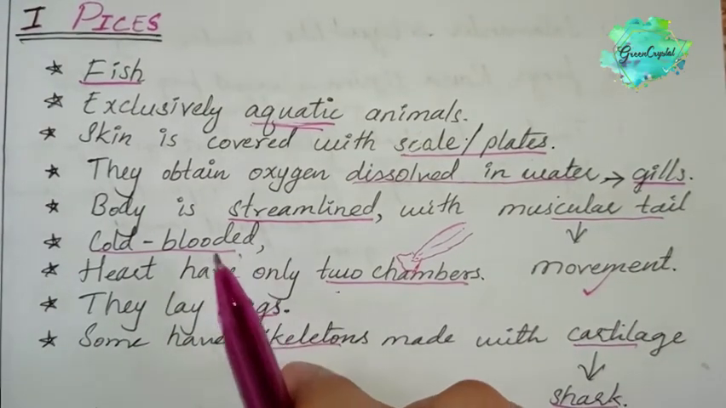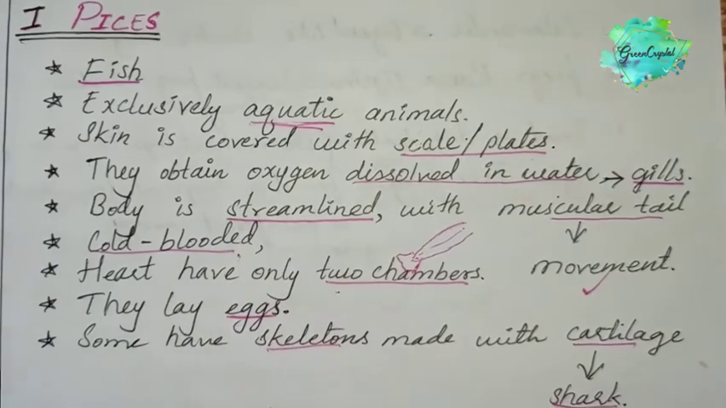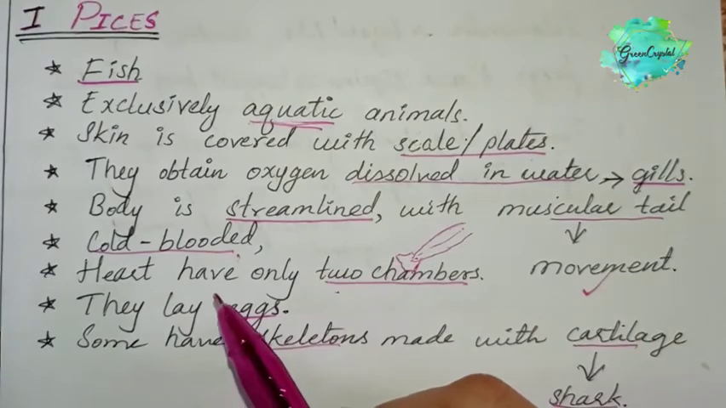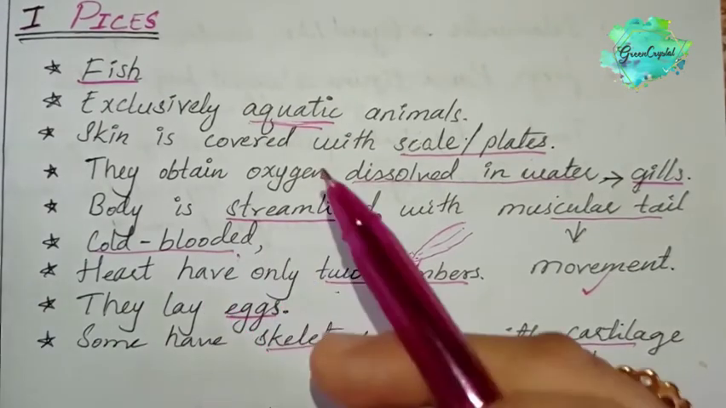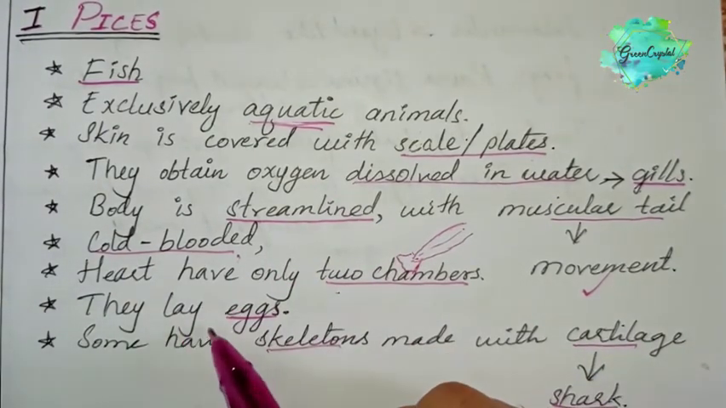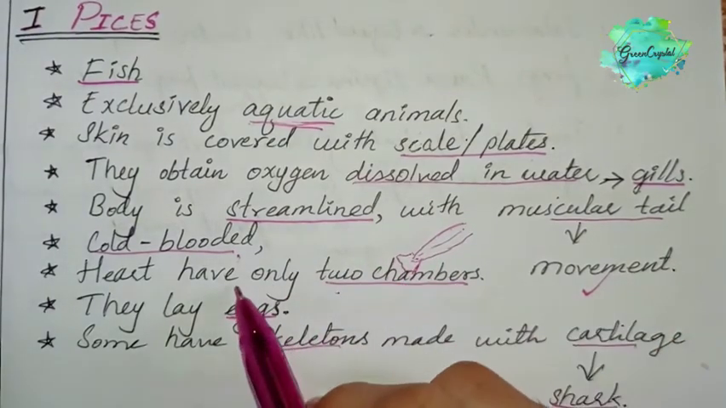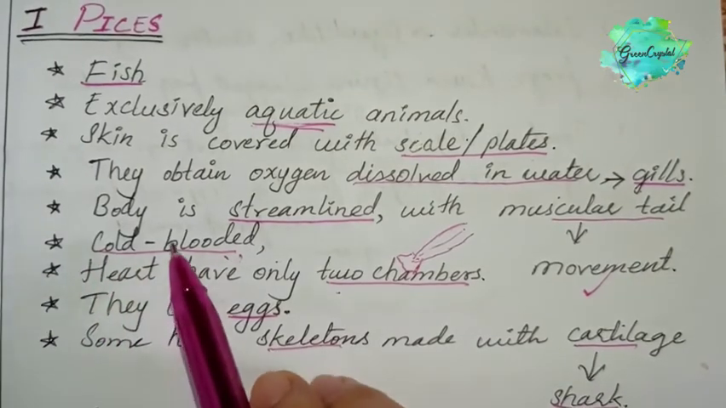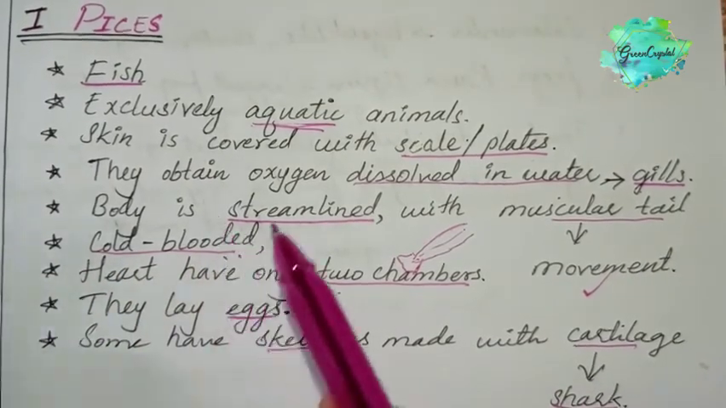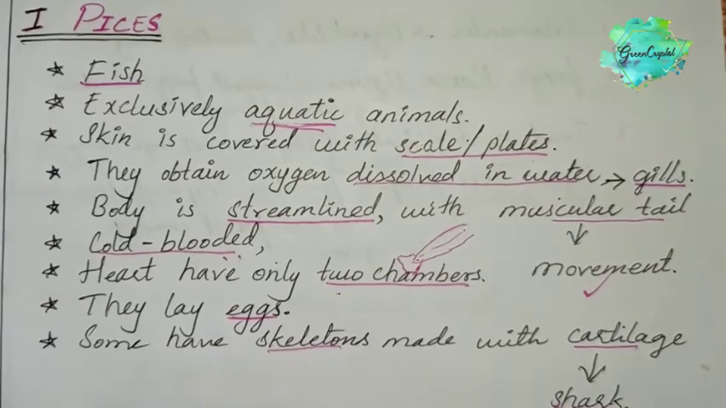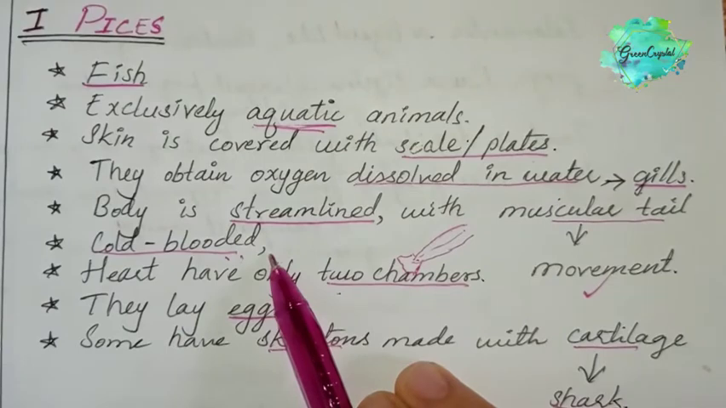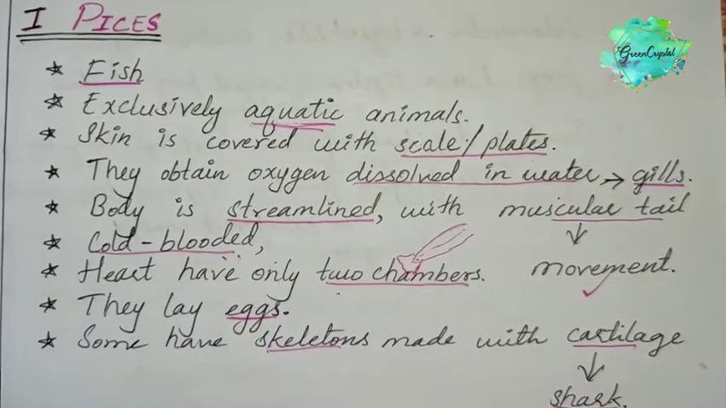They are cold-blooded. Cold-blooded means they cannot control their body temperature, because they become sluggish in cold water. That is why they are cold-blooded. So just remember about the fish, they are cold-blooded. The next classes also include cold-blooded animals.